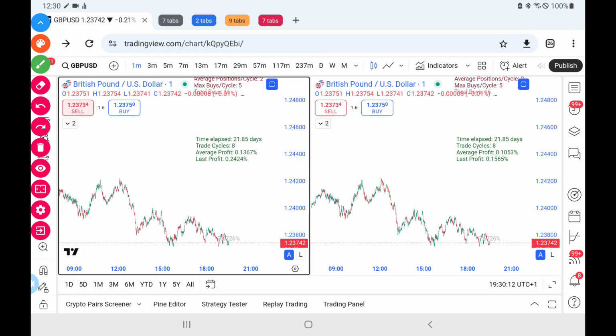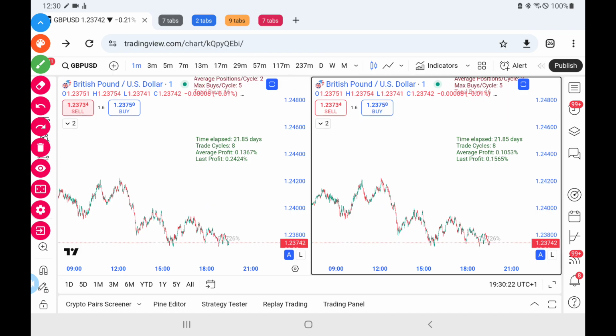So let me know what you think. Which method do you prefer? The full candle approach, as we saw from the left-hand side of the screen, or the wick approach, as we see from the right-hand side of the screen? Share your thoughts and let me know.